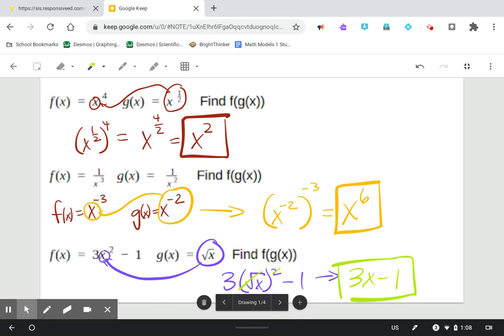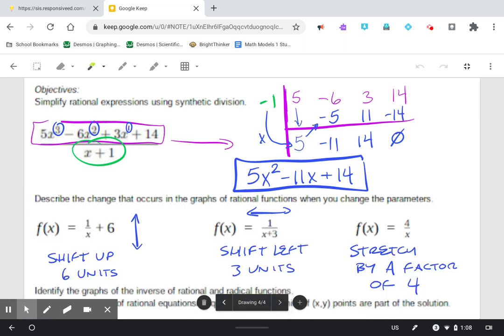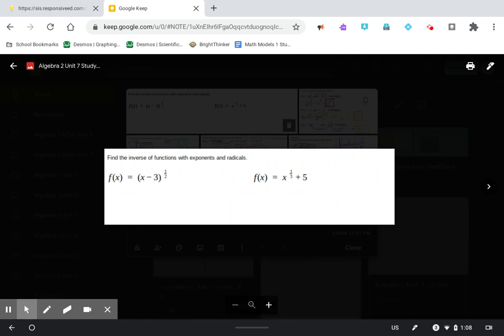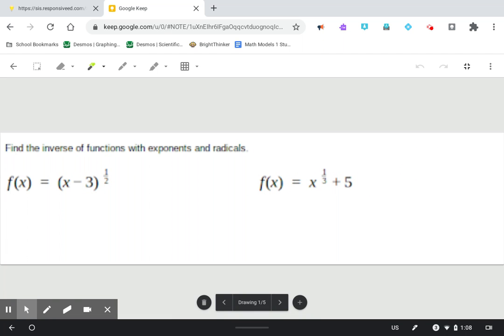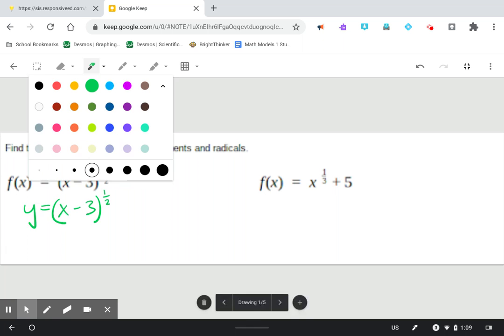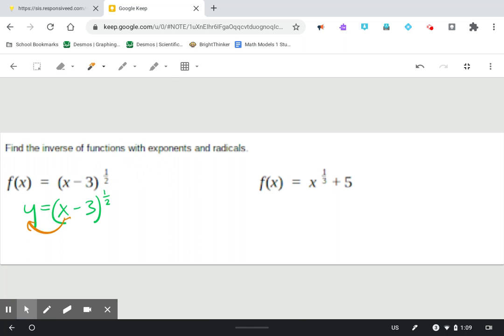All right, last one, I believe, is, yes, find the inverse of functions. So to find the inverse, we have to switch this so that it becomes the y equals version of this formula. So y equals x minus 3 to the 1/2 power. We switch the x and the y terms. X equals y minus 3 to the 1/2.